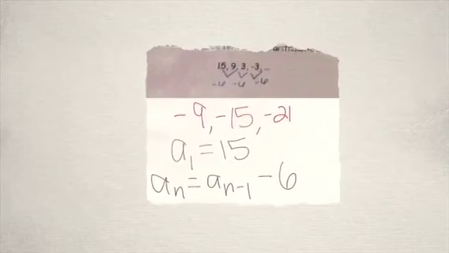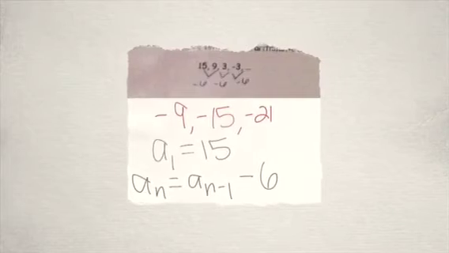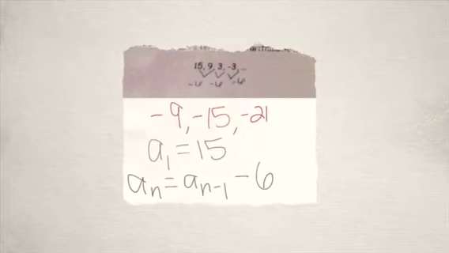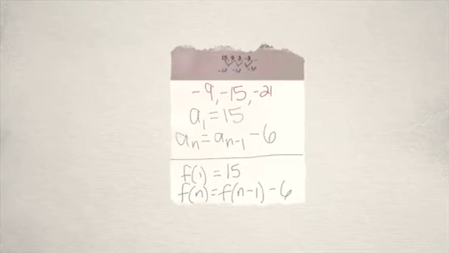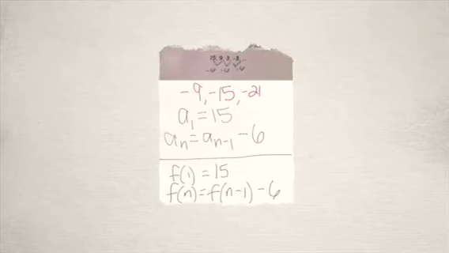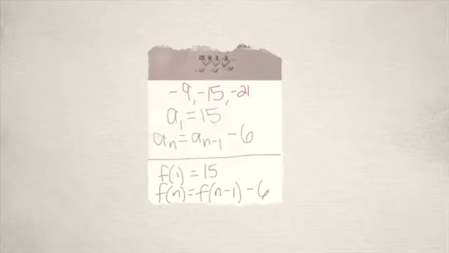So here's the answer you should have on your paper. A sub 1 equals 15, and a sub n equals a sub n minus 1 minus 6. Pause if you need to copy. Remember, we can also write the answer in function notation, so another option would be f of 1 equals 15 and f of n equals f of n minus 1 minus 6.